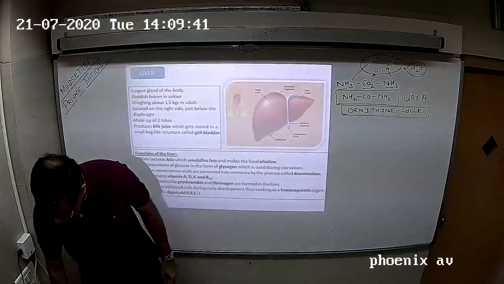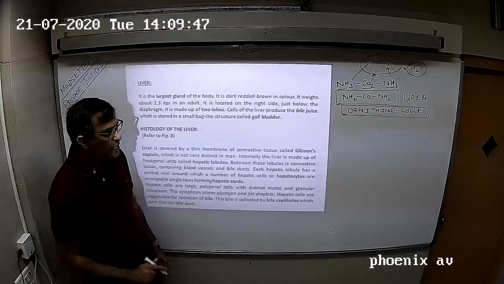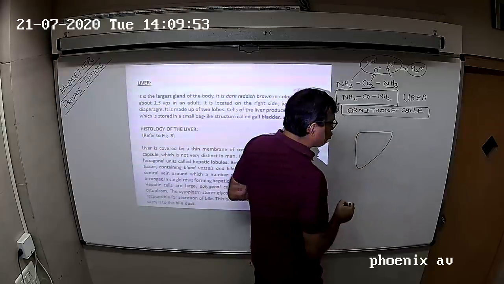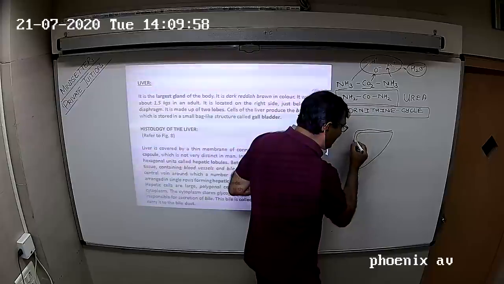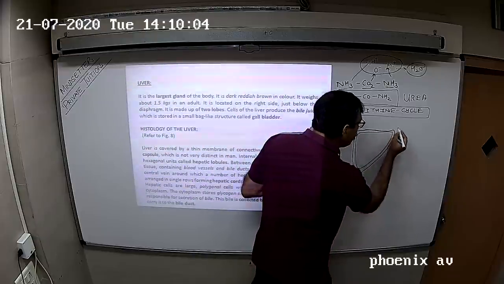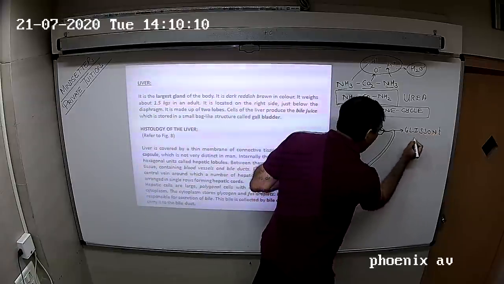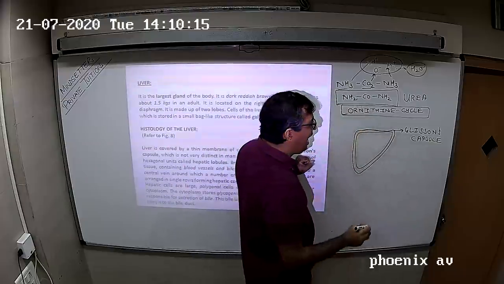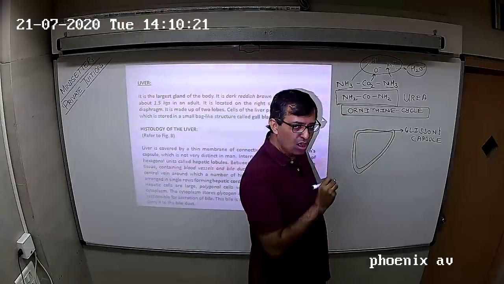Let's now do a cut section, that is the histology of the liver. The liver on its histology, cut section shows that it is covered externally by a capsule, and that capsule is called the Glisson's capsule. Liver mein ek capsule hota hai called the Glisson's capsule, and Glisson's capsule is a white fibrous connective tissue.